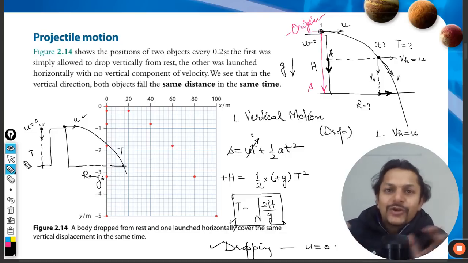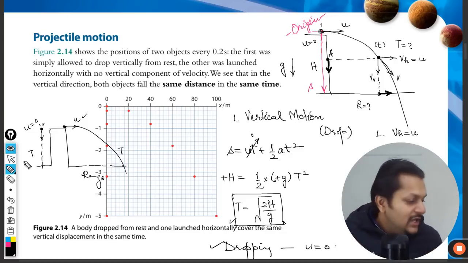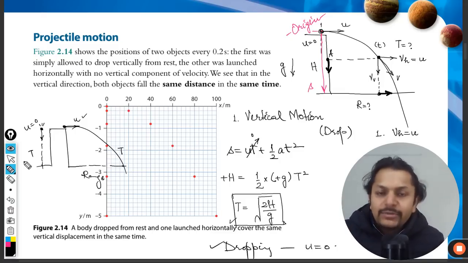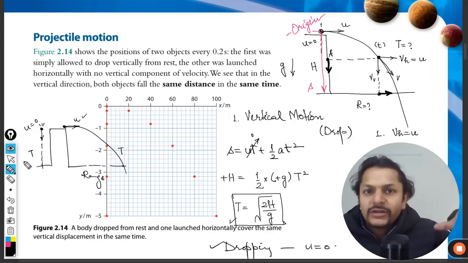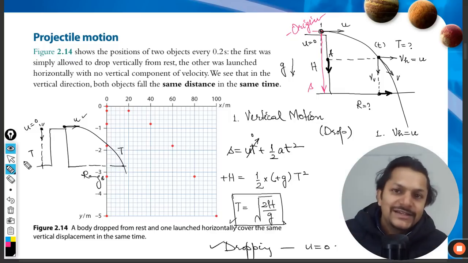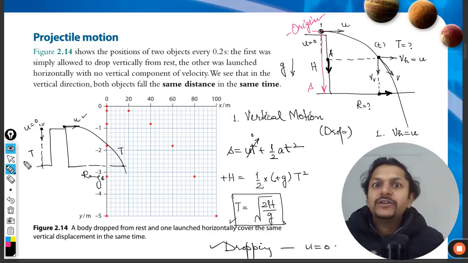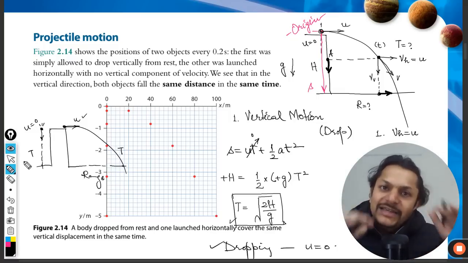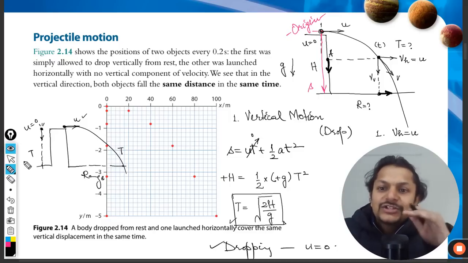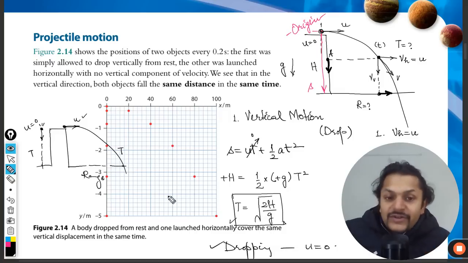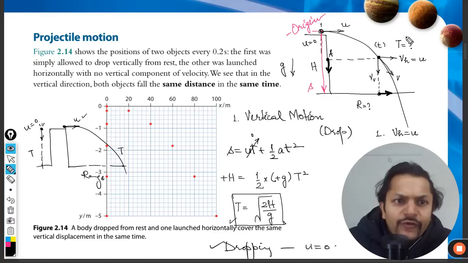Isn't it cool? You can even give it a try. Just have two bodies, keep one body on the table and try to hit it, and drop another body and try to listen to the sound that is created. You will be really surprised to find that yes, it is taking the same time. So this is the concept that we have learned here. Time of flight we have found.